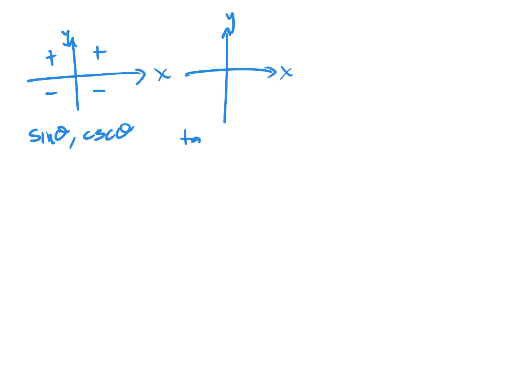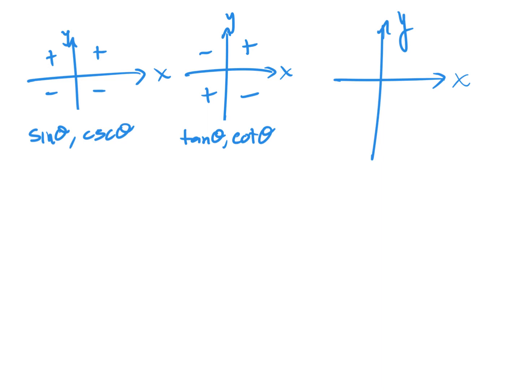For tangent of theta and cotangent of theta, we know they are positive in quadrants 1 and 3, and negative in 2 and 4. And then finally, for cosine of theta and secant of theta, we have that they are positive in quadrants 1 and 4, and then negative in quadrants 2 and 3.